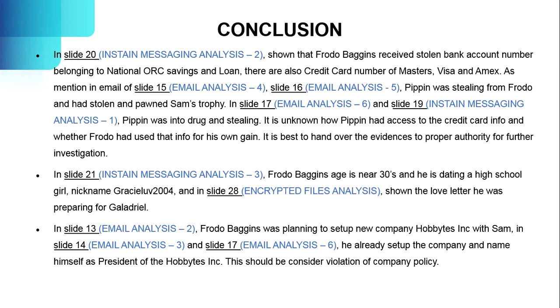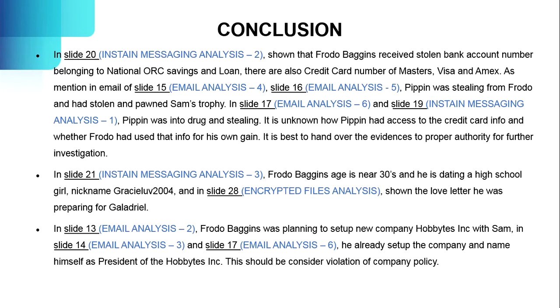In slide 21, instant messaging analysis 3, Frodo Baggins' age is nearly 30s and he is dating a high school girl nicknamed Gracieslove2004. And in slide 28, encrypted file analysis shows the love letter he was preparing for Galadriel.